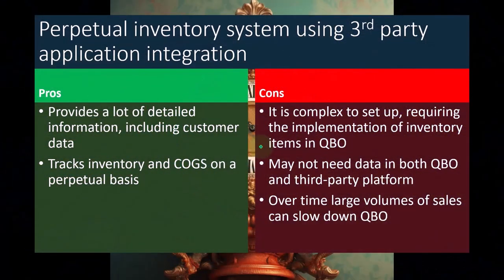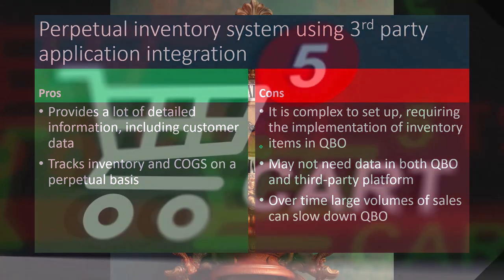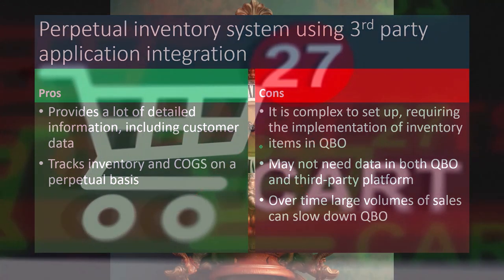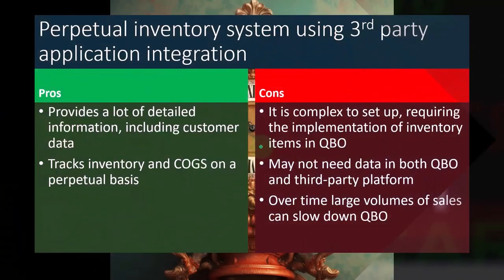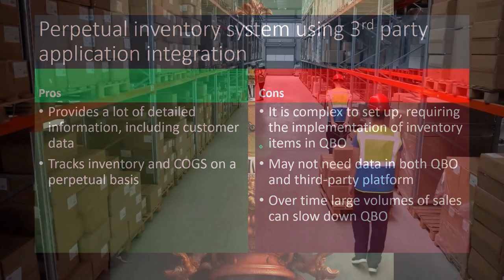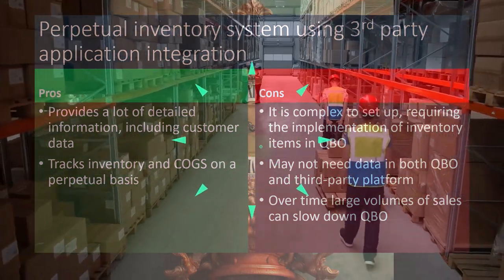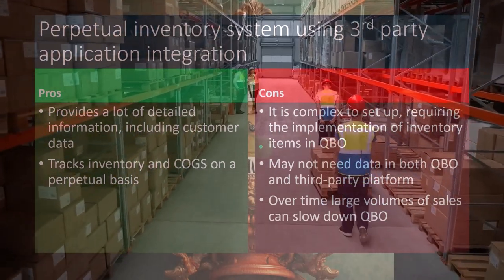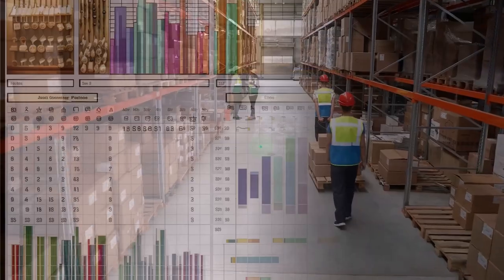Over time, large volumes of sales can slow down QBO. This is one of the big problems, because if you're on Shopify or Amazon, usually you're trying to sell large volumes of inventory. And if you pull large volumes of transactions into QuickBooks, it could start to bog down and slow down QuickBooks at some point in time.